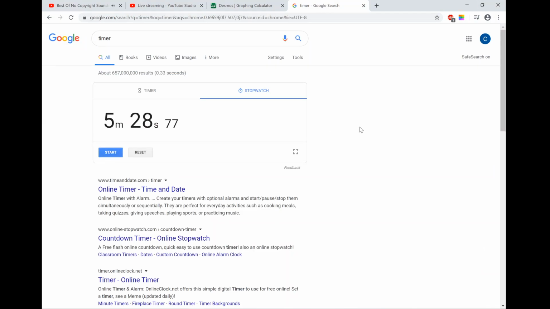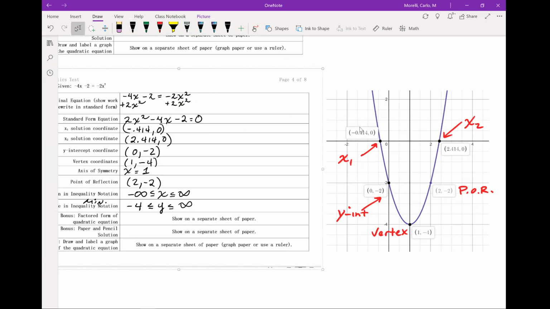Boom. That one took a little bit longer, 5 minutes and 28 seconds. But that included solving it for the standard form.